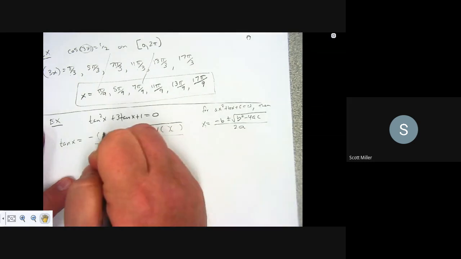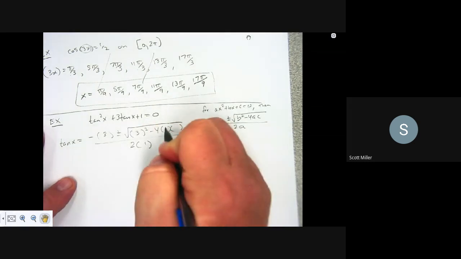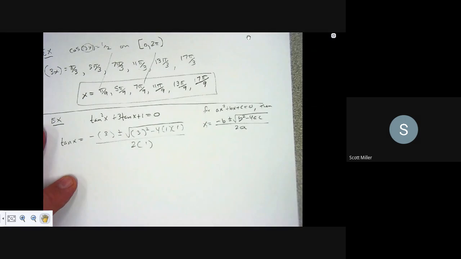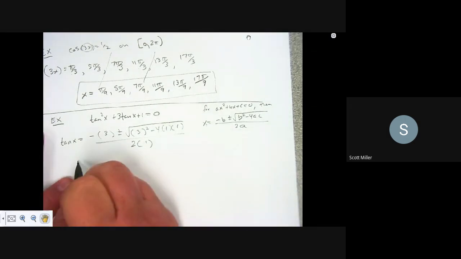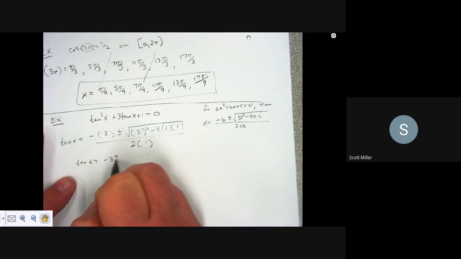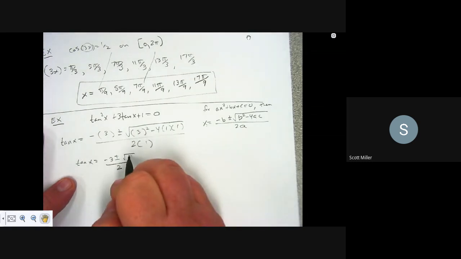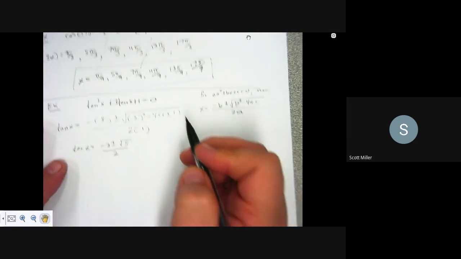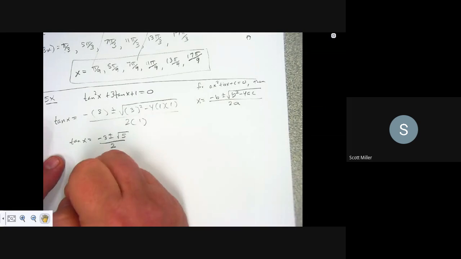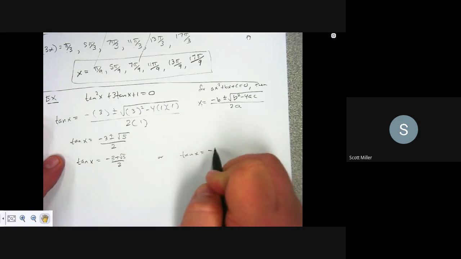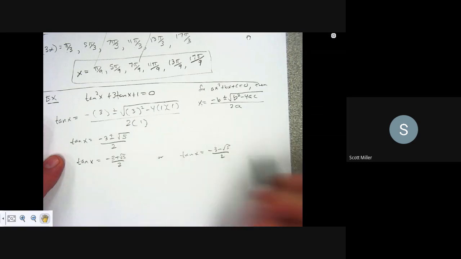And we plug all these numbers into our problem. And then I get my two equations. I'll get the tangent of x is a negative 3 plus or minus the square root all over 2, and this is a 9 minus 4, which is 5. Okay? I can split this into the two equations that we want, so I have a tangent of x is a negative 3 plus the square root of 5 over 2, and I have the tangent of x is a negative 3 minus the square root of 5 over 2.